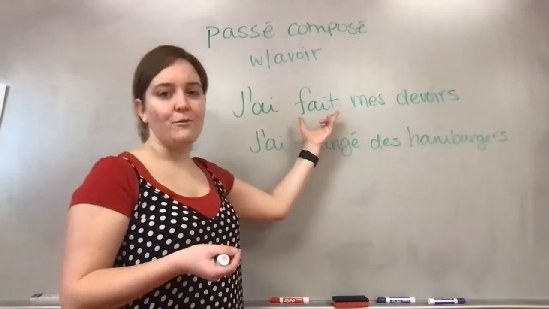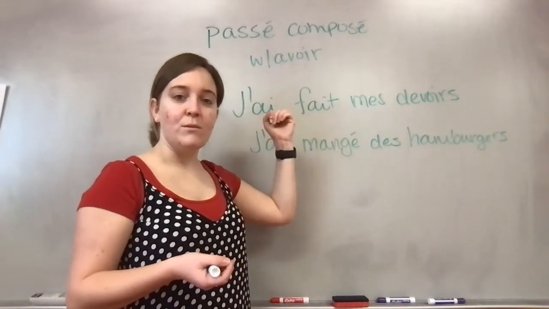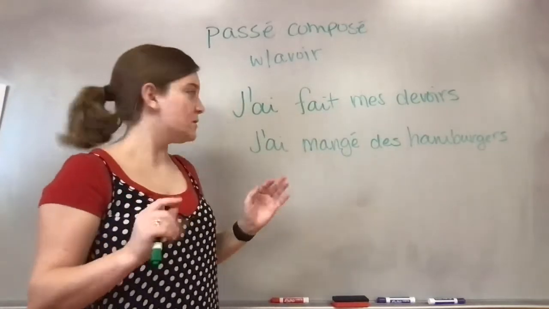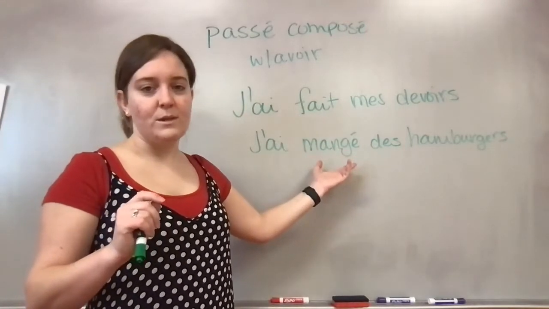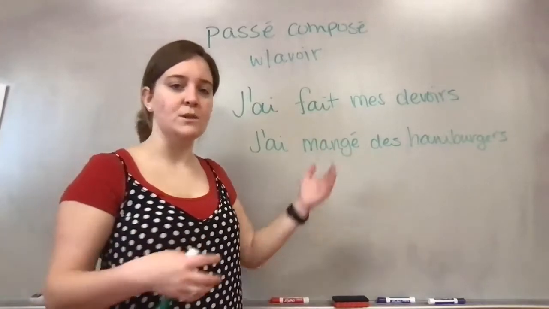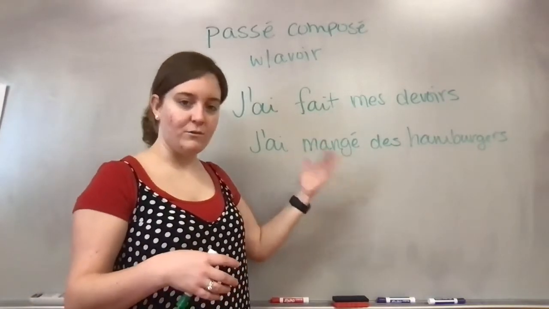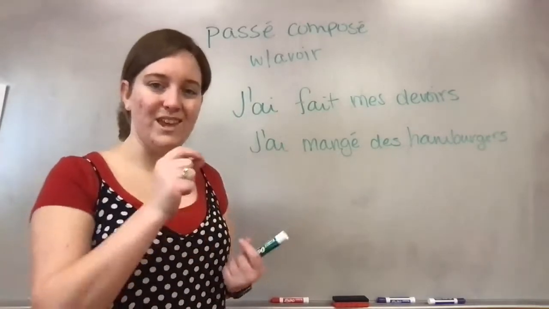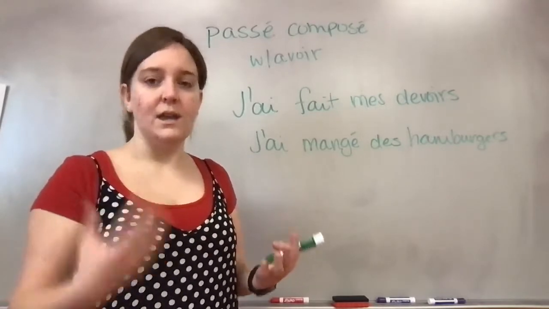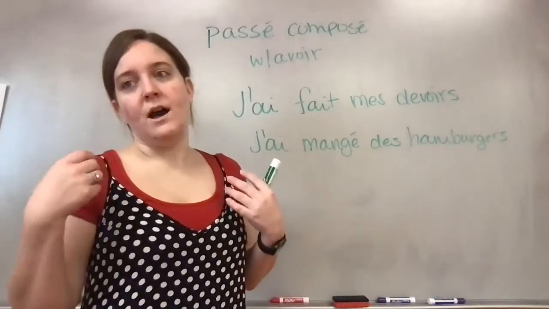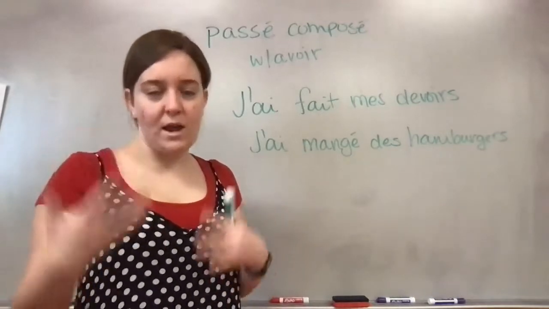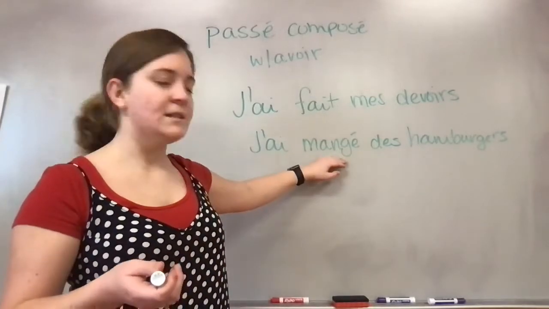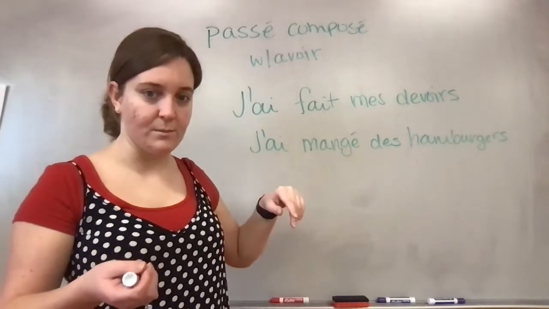Then we have to have what is called a past participle. Some of them are irregular, like faire, of course. Faire has to be irregular. It's got to be special. And then verbs like manger are regular ER verbs that are going to follow a certain pattern for creating the past participle. And the past participle in French is the equivalent of the ed ending in English. So when we say I walked, I ate, I swam, I drank, whatever it is that we say in English in the past tense, that is the equivalent of the past participle.